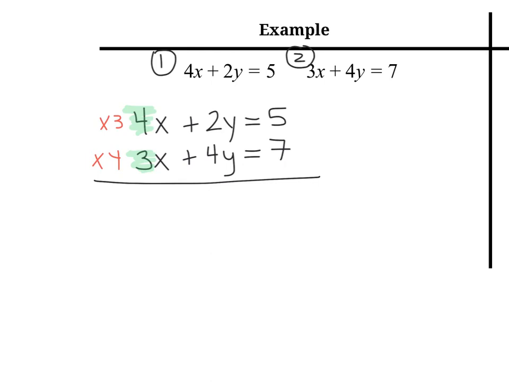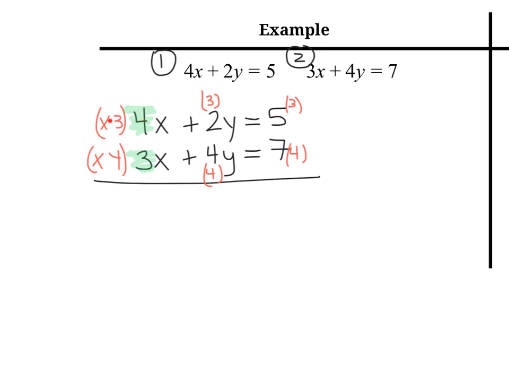But remember in math, whatever you do to one term, you must do to all of the terms. So in the first equation, I chose to multiply 4 with 3, but that means that everything in the first equation has to get multiplied by 3. And in my second equation, I chose to multiply by 4, but that means that everything in the second equation has to get multiplied by 4. So let's go ahead and do that multiplication.